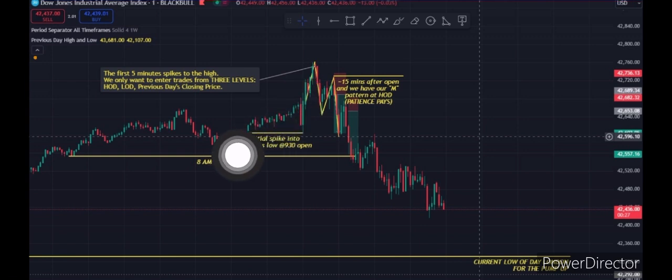But 15 minutes after the open, we have our M pattern at the high of the day, okay? Alerting us to this opportunity here. That's where I'm getting in the market, all right? I need to see that. A lot of the times this market might move. Okay, so this is the trade, and we're getting into sort of like the tip for you to always remember, okay?